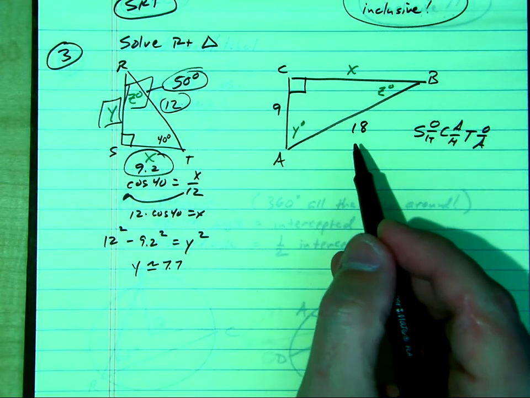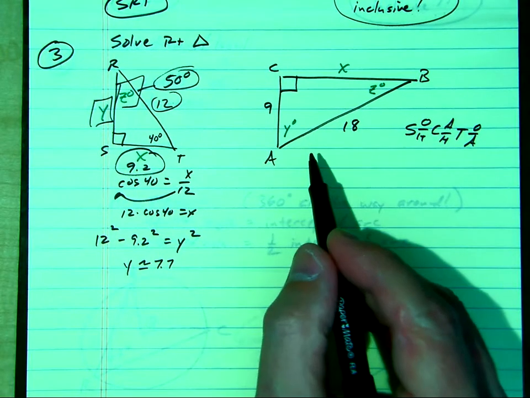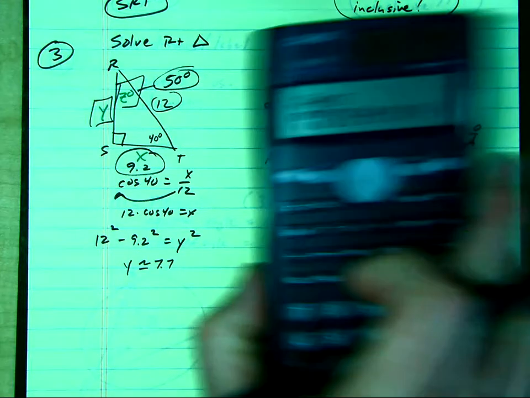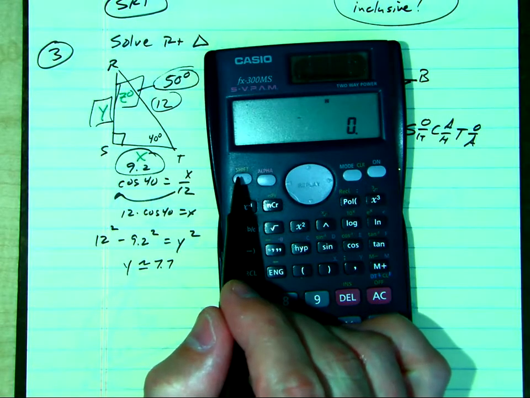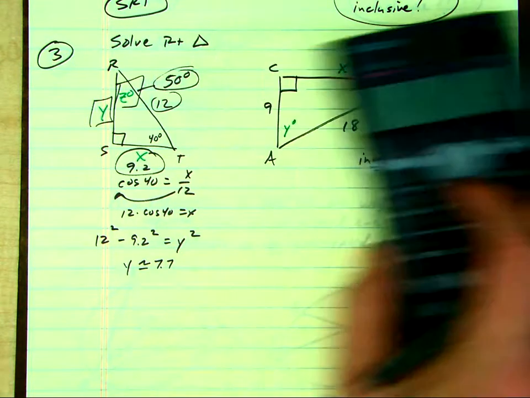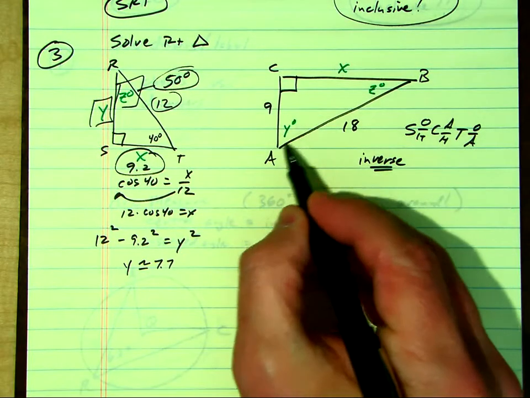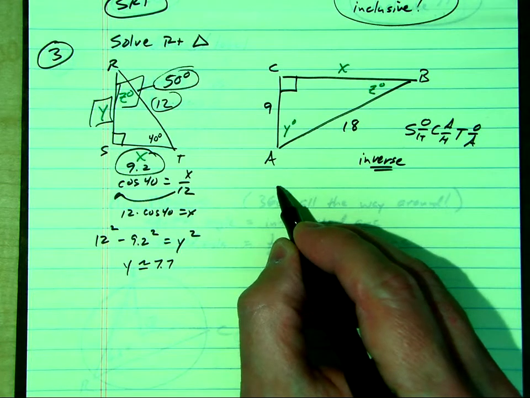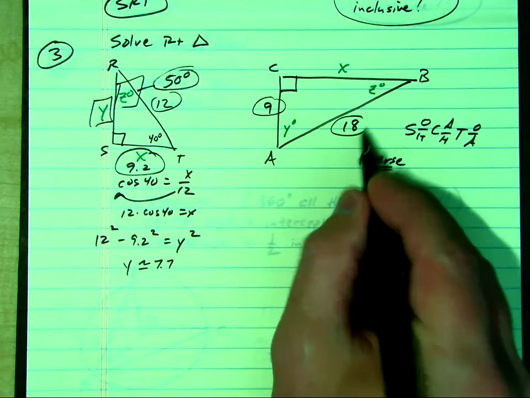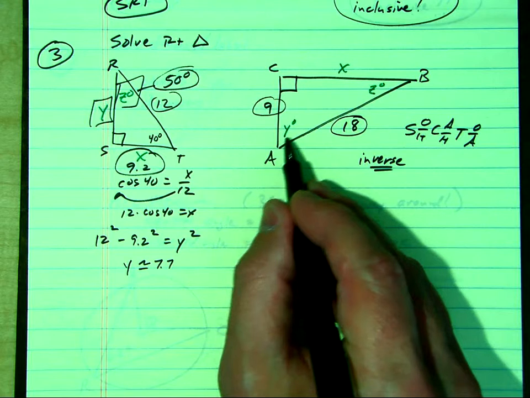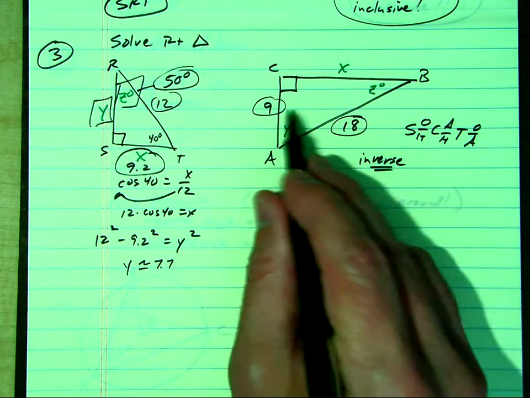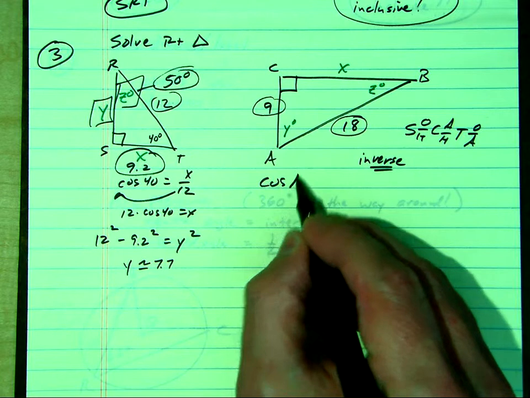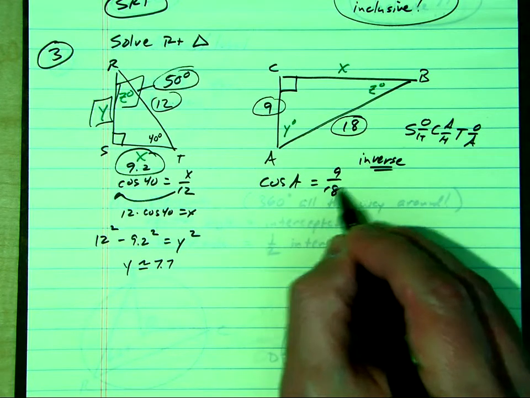The harder version is when you have to find the angle, because then you need to use an inverse trig ratio using the old shift button on your calculator. So let's go ahead and do that. Let's talk about angle A. Let's figure out angle A. What is the trig function that relates angle A or y degrees with 9 and 18? What is it? Somebody say cosine. It's cosine. So I know the cosine of A equals 9 over 18.